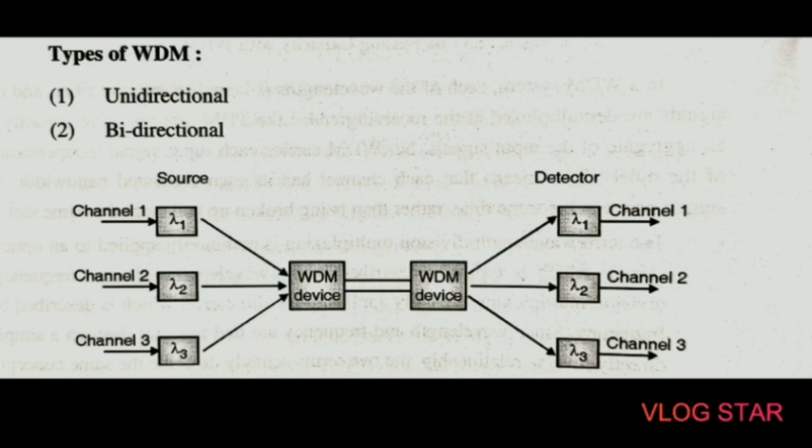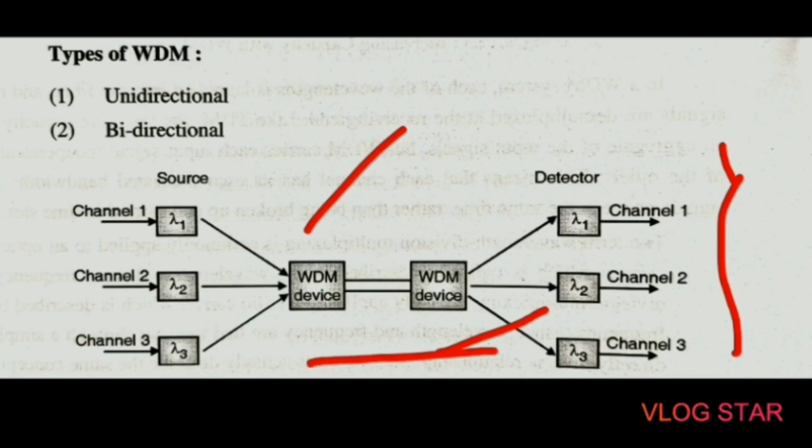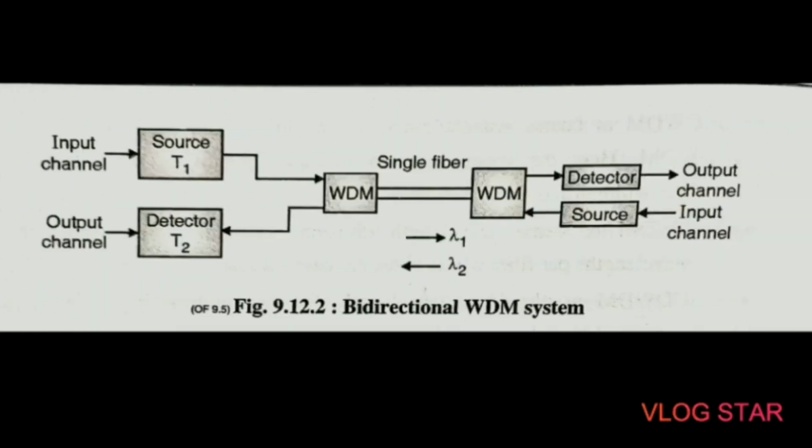There are two types of WDM. First is unidirectional and second is bidirectional. In a unidirectional WDM, n optical sources are used to transmit n signals over a single fiber. At the receiver end, a demultiplexer is needed to separate out individual wavelengths, which are then applied to corresponding detectors 1 to n respectively. This kind of WDM system is unidirectional in nature because the wavelength is transmitted only in one direction. Okay. The second is bidirectional.